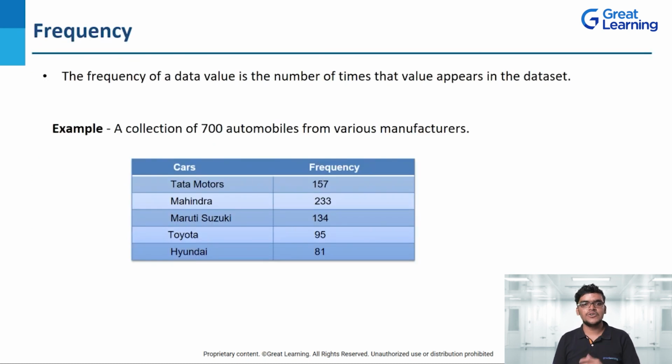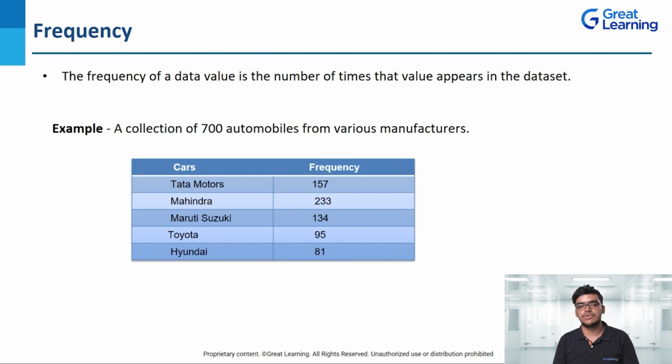As I already told you, the frequency of a data value is the number of times that value appears in the data set. Let's take an example. Let's suppose we have 5 balls, out of which 3 balls are of red color and 2 balls are of green color. So what's the frequency of a red ball and a green ball? So red ball has a frequency of 3 and green ball has a frequency of 2. So this is the basic idea about frequency.